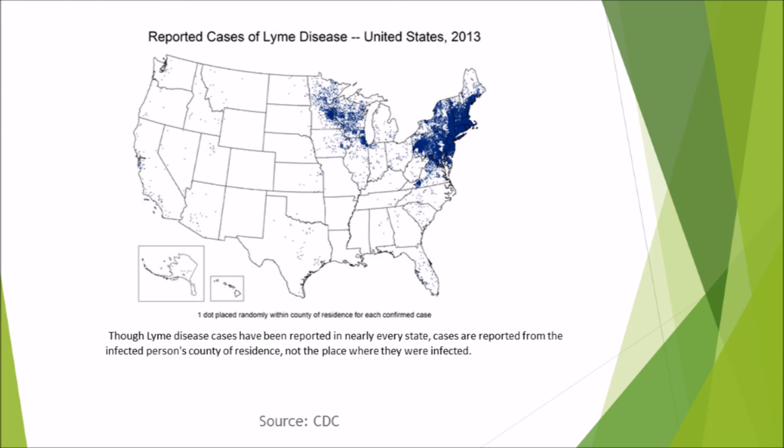This map shows the reported cases of Lyme disease in the U.S. in 2013. There's a higher concentration of reported cases in the Northeast. Ticks predominantly feed on deer, and the largest incidence of Lyme disease is in areas with a high deer population. Though Lyme disease cases have been reported in nearly every state, as you can see on the map, overall, cases are reported from the affected person's county of residence, not the place where they were infected. Some people become infected while traveling or on vacation and return home, start to experience symptoms, go to their doctor, and then they're diagnosed with Lyme disease in their home county.